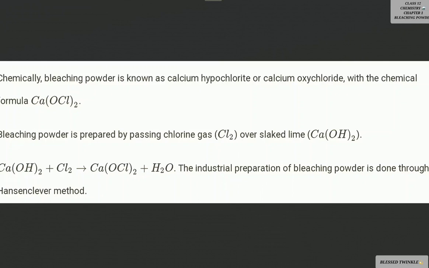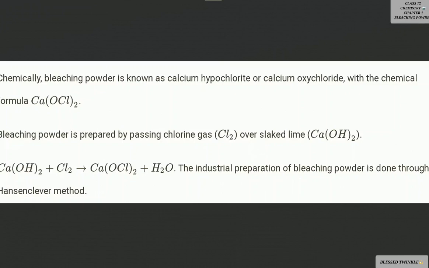Bleaching powder is prepared by passing chlorine gas over slaked lime. How is bleaching powder made? When you react slaked lime and chlorine gas. Ca(OH)2 slaked lime plus Cl2 chlorine gives us CaOCl2 bleaching powder plus water. The industrial preparation of bleaching powder is done through the Hasenclever method.